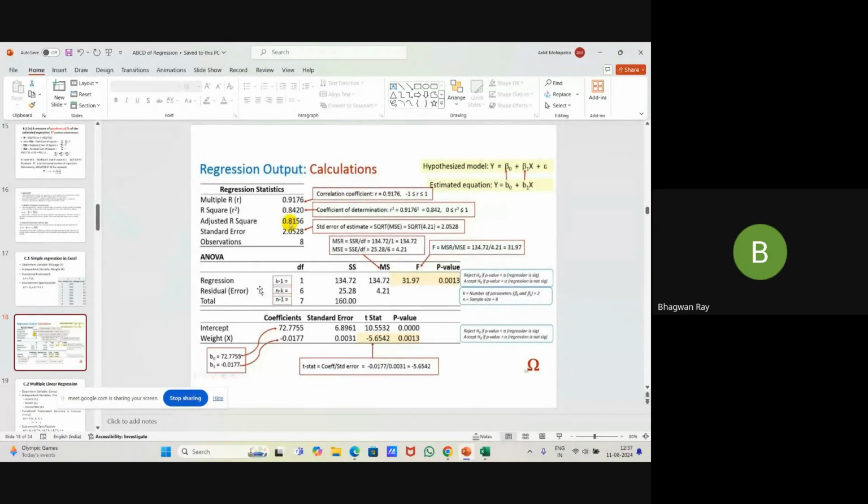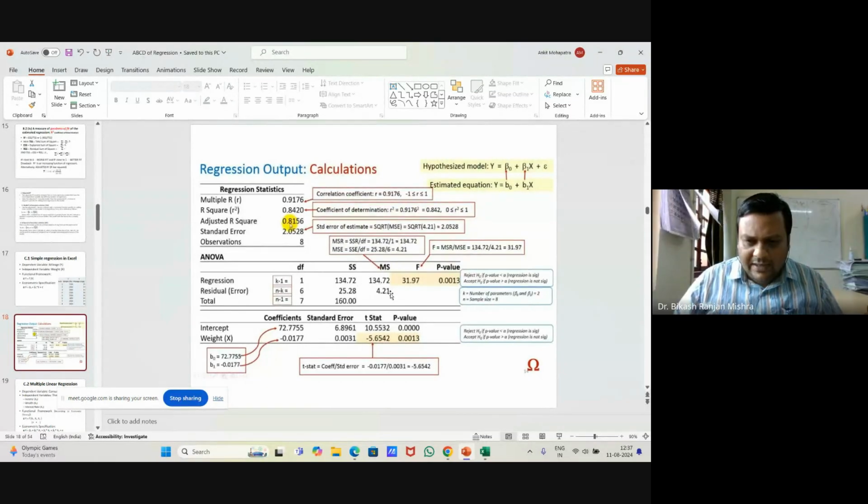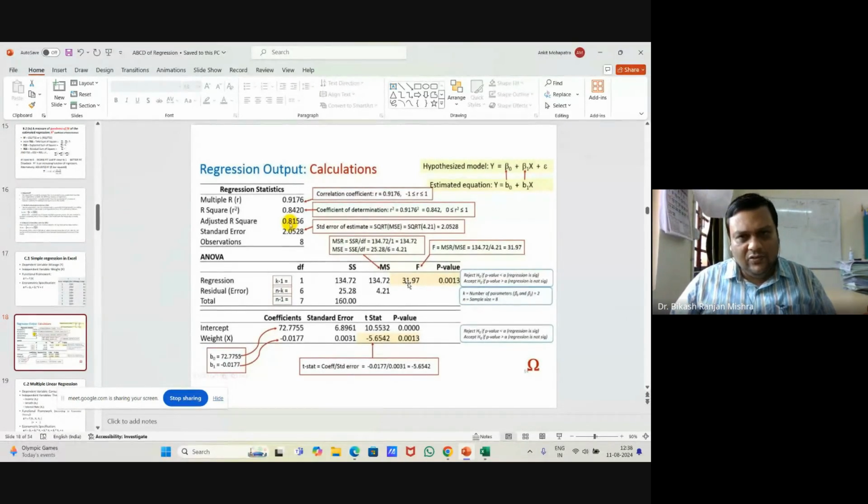And similarly, this error term over here, 25.28 divided by 6, will be this 4.21 as the mean sum of square. And this F statistics is nothing but the ratio of these two, 134.72 divided by 4.21. This is your F statistics, and this is the p value of that F statistics. As usual, if the p value is less than 0.05, that means the 5% level of significance, then your F statistics is found to be significant.